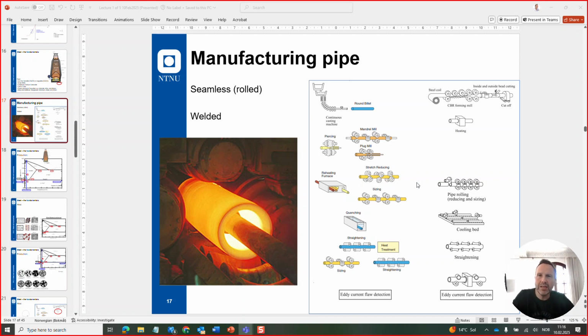As we see all the way to the top here, it is a flat roll of steel that is being bent into a piece of pipe and then welded. Now, for most cases, we are using pipes that are so-called seamless, and those would be produced from the billet.